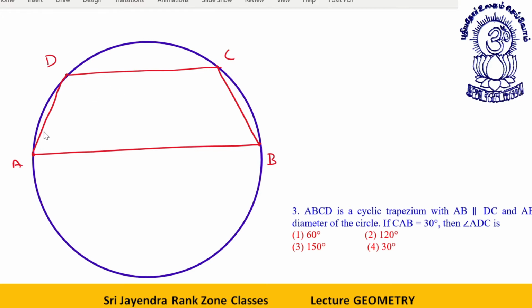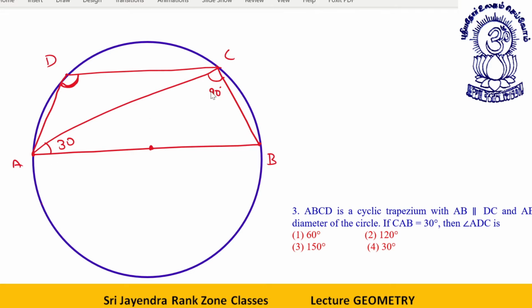If angle CAB, see dear student, this angle is given to you as 30 degrees, but you know if this is the diameter, here it will subtend an angle of 90 degrees. If angle CAB is 90 degrees, then you have to determine angle ADC. So it's actually an easy question.